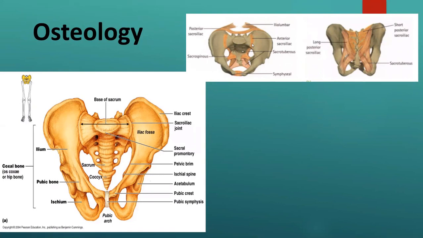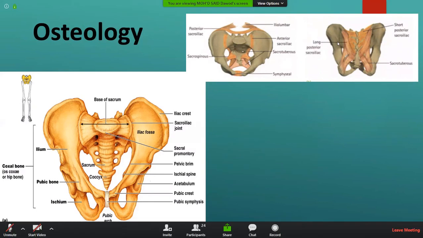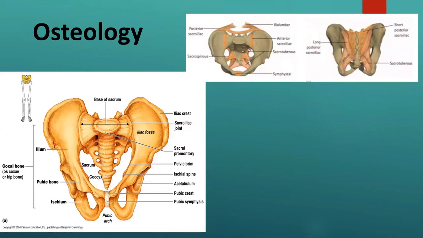You can notice the anterior sacroiliac, the long posterior sacroiliac, and the short posterior sacroiliac ligaments, along with the symphysis pubis and symphysial ligaments. These ligaments all contribute to the integrity of the pelvic ring.